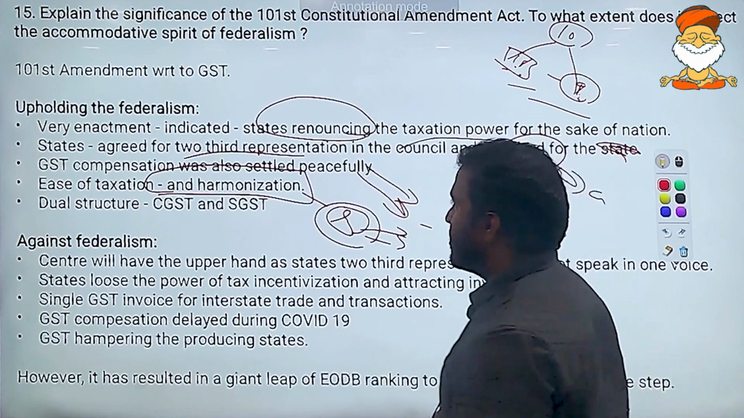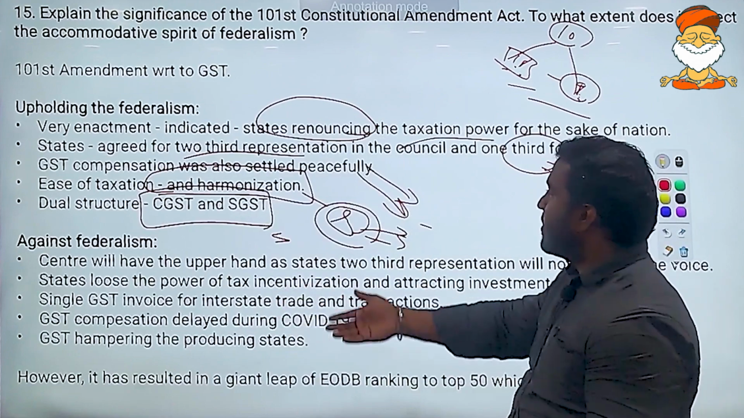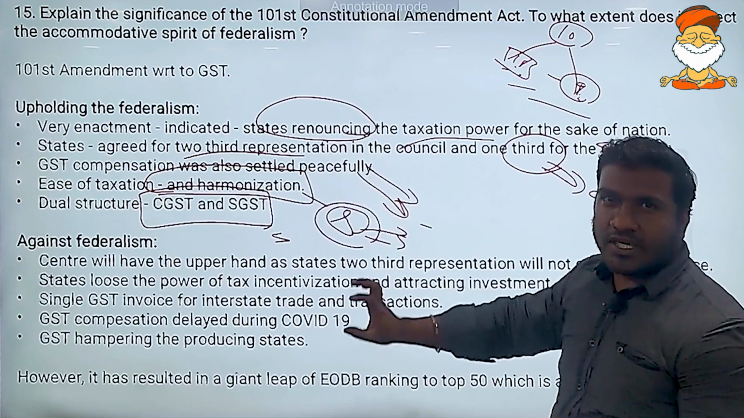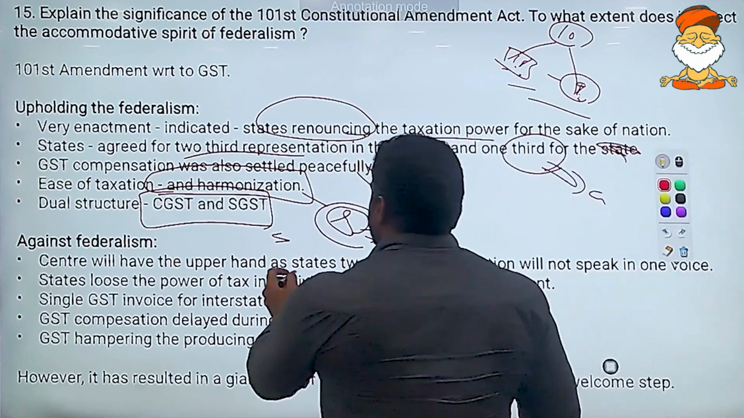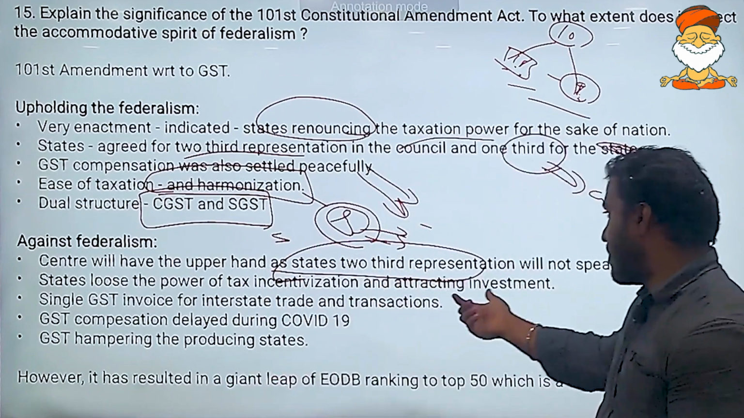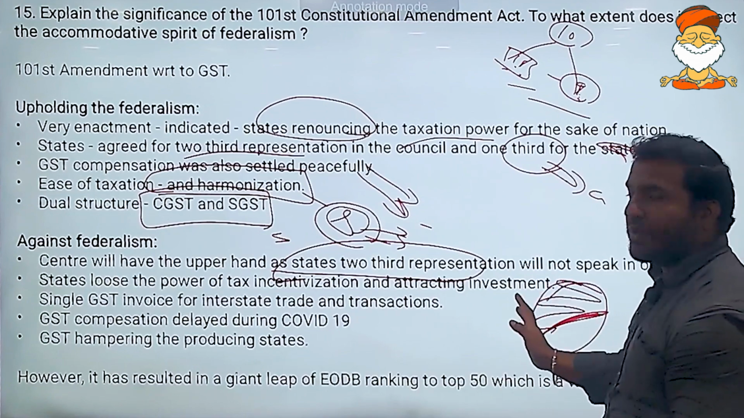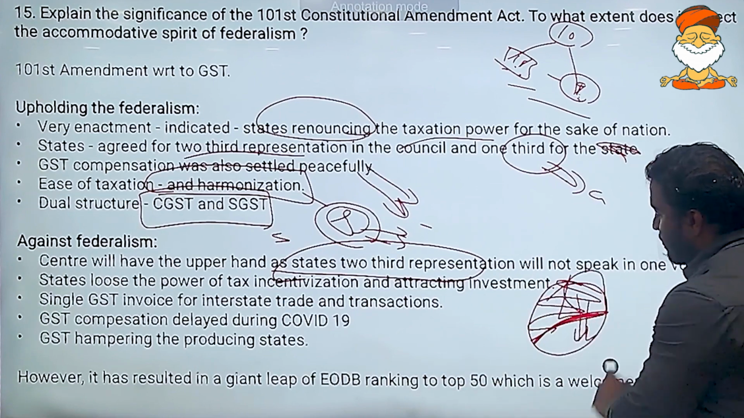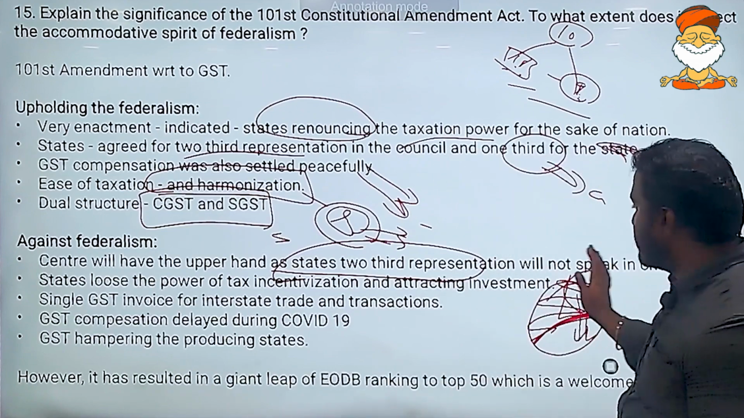Then we have the dual structure of taxation. There is central GST separate and state GST separate. So this is again a compromise between central and state and against federalism. Central will have the upper hand as the states' two-third representation will not speak in one voice. Although two-thirds representation is there, everyone will have their own voice, and obviously BJP-ruled states will have to support the ruling party, and Congress-ruled states have to support the opposition. So there is no other choice.